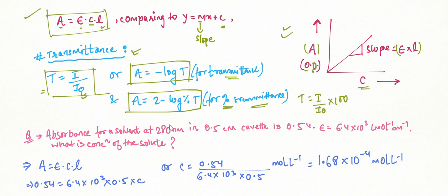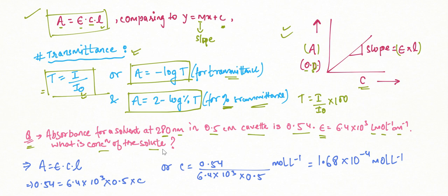So now let's quickly see the type of questions which can be asked based on these formulas. Question number 1 is: the absorbance for a solvent at 280 nanometer in a 0.5 centimeter cuvette is 0.54. So this is our absorbance, so the absorbance value is given. The molar absorptivity coefficient, which is epsilon, is given as 6.4 into 10 raised to 3 liter per mole per centimeter. So what is the concentration of the solute?